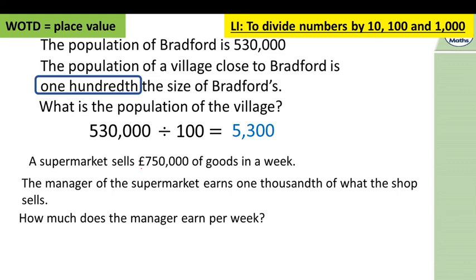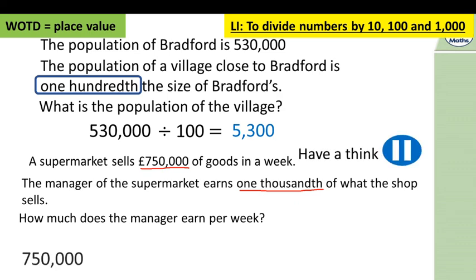So the key information, £750,000 and 1/1000th. So I know that I'm going to have to do 1/1000th of £750,000. So I'm going to have to divide it by 1,000 because 1/1000th of that is the same as saying 750,000 over 1,000, which means 750,000 divided by 1,000. So let me just rub that out.